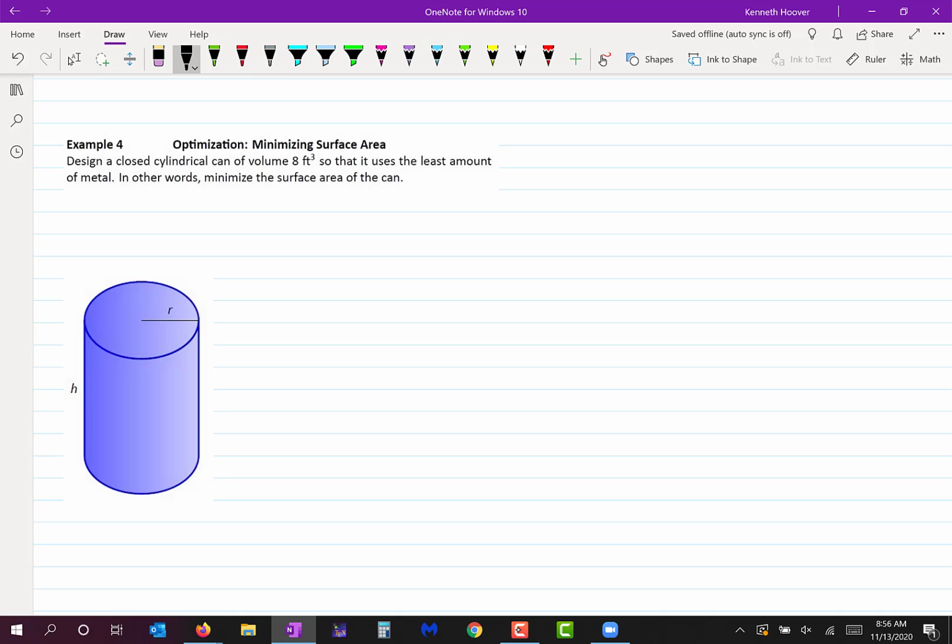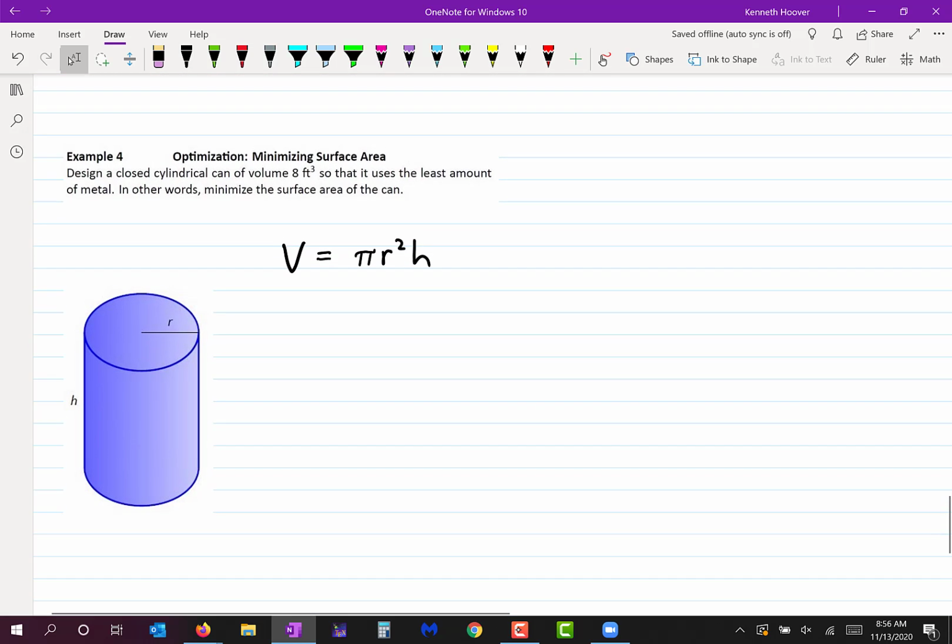Okay, remember the volume of a cylinder. If you did not remember this, you could just look up the volume of a cylinder. Okay, it is pi r squared h. That's the volume, okay? And we are told that the volume of this can is 8. So here, let's just put an 8 there instead of the letter V. Okay, 8 cubic feet.